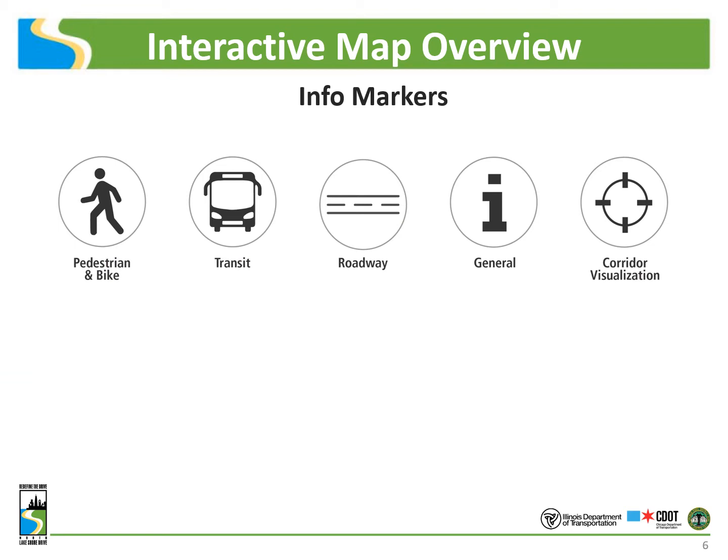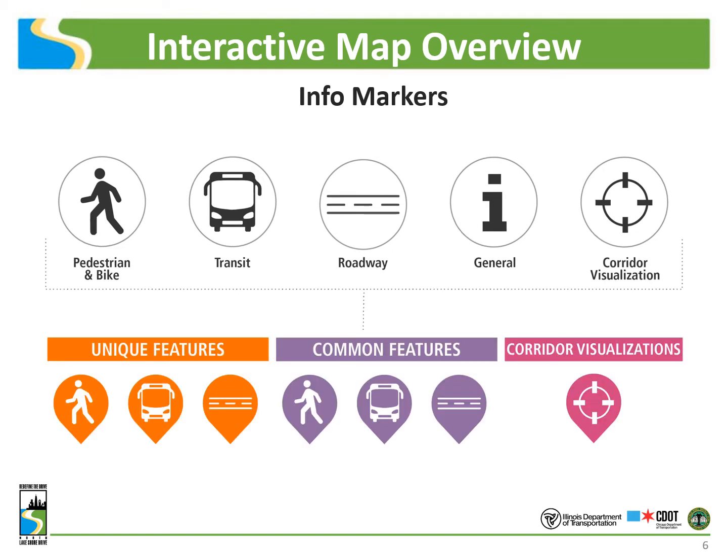There are several different main categories of info markers. These categories are pedestrian and bike, transit, roadway, general, and corridor visualization. These main categories are further broken down and color-coded to highlight feature differences among each alternative. Orange info markers represent unique features that are specific to a given alternative. Purple info markers represent common features that are consistent across all alternatives. Pink info markers represent corridor visualizations. They will generally be located in the same position across all the alternatives, but the image displayed in the info marker will be different for each alternative.